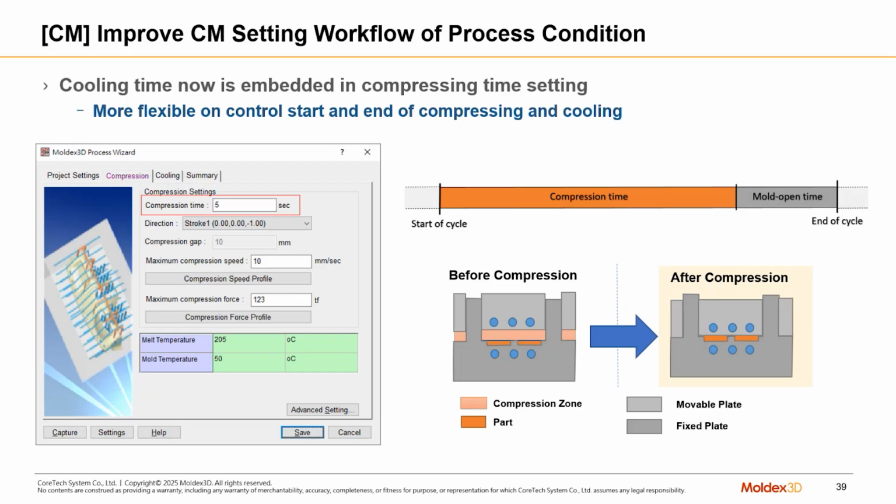But that assumes that there's a constant pressure being applied. There is now an input to say when that pressure is no longer applied, so that the part will stay inside of the mold. But that will all be incorporated into the compression time. So you're going to have your compression time and then your mold open time. Those are the only two time inputs that you're going to have in compression molding going forward in Moldex3D. Over in the cooling tab, there is no more cooling time. That is going to be a part of compression time now.